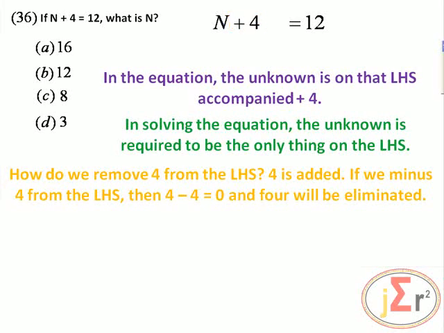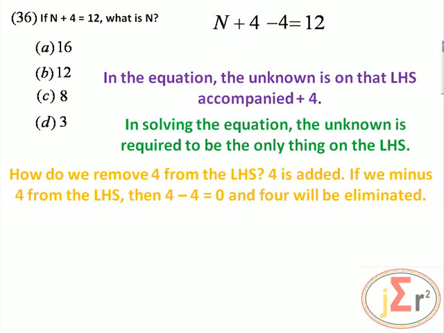So accompanying n on that left hand side, we will only have plus 0. And any number we add 0 to, we will get that same number. So if we minus 4 from that left hand side, then we will have 0, and 4 will be eliminated. So let us subtract 4 from that left hand side.